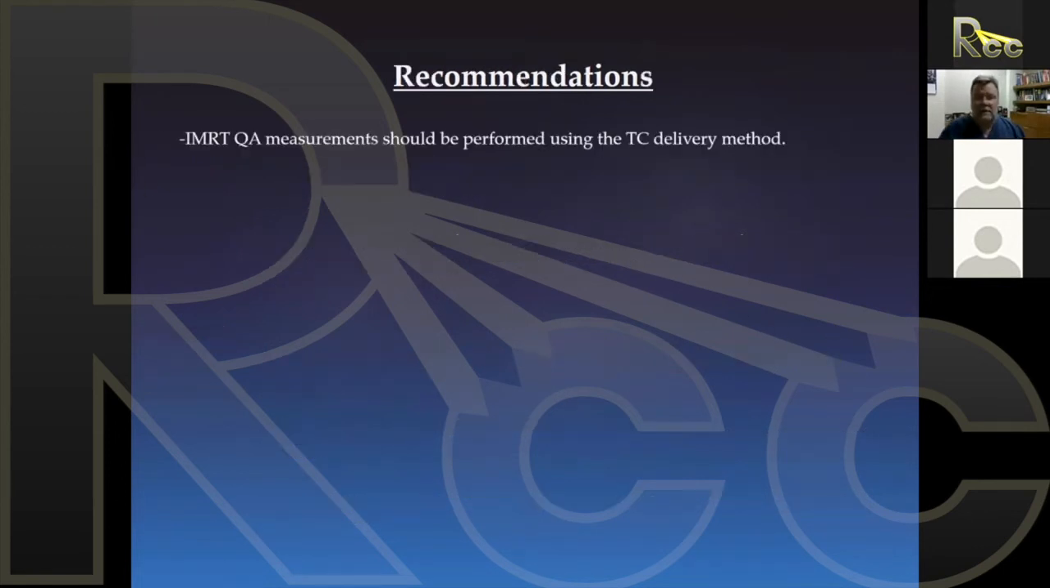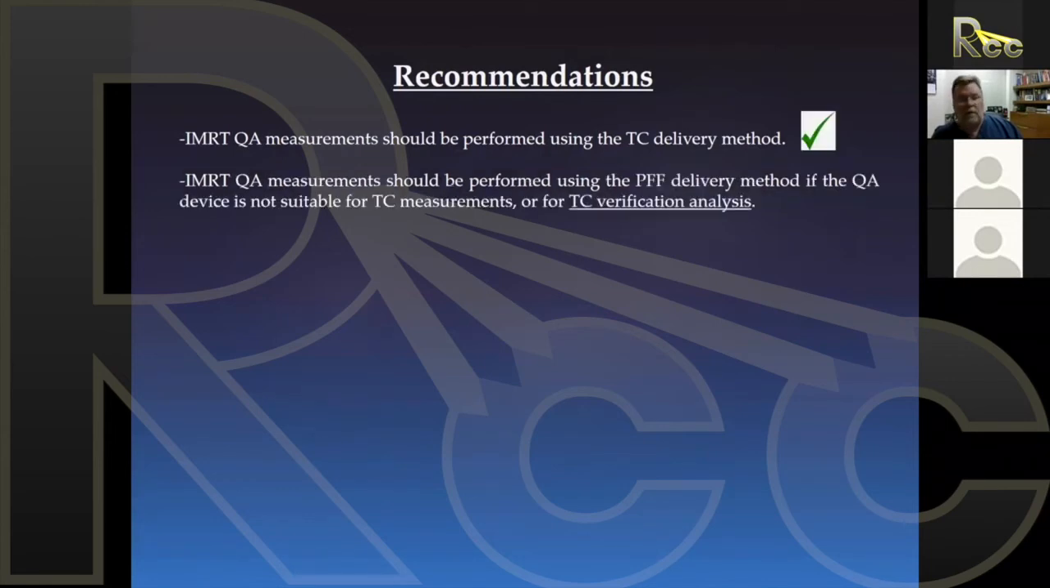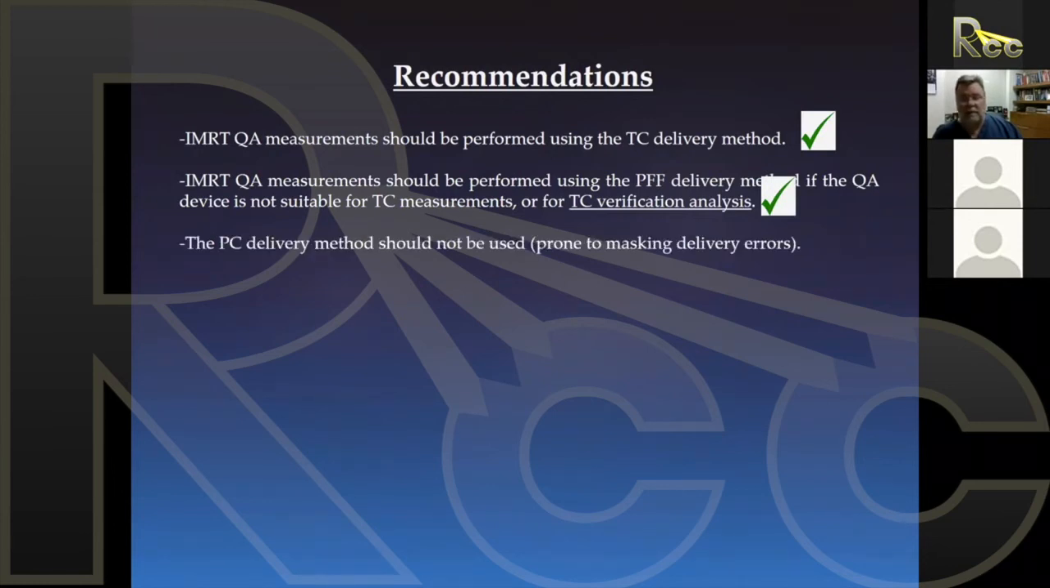So as far as the recommendations that they've given compared to what we do here: IMRT QA measurements should be performed using the true composite method. That's the same thing that the patient undergoes. We've always done this. QA measurements should be performed using the perpendicular field by field method if for some reason you're unable to do true composite, or for further verification when you have a true composite failure, where you want to evaluate on a field by field basis. We've always done this. We should not use perpendicular composite. It masks errors. We never did this.